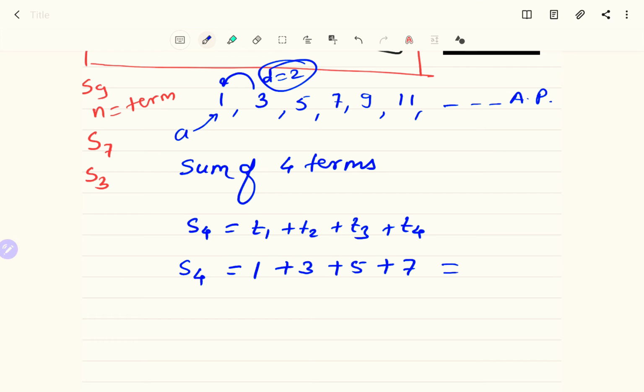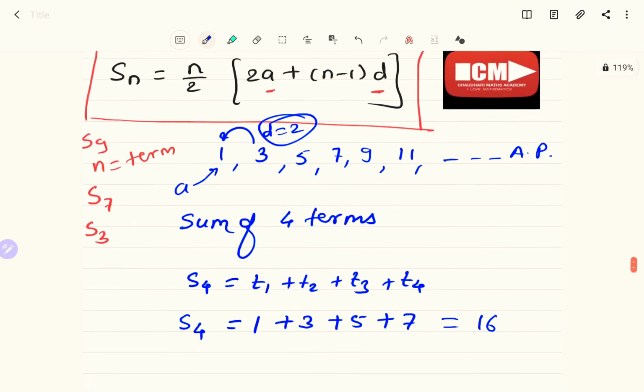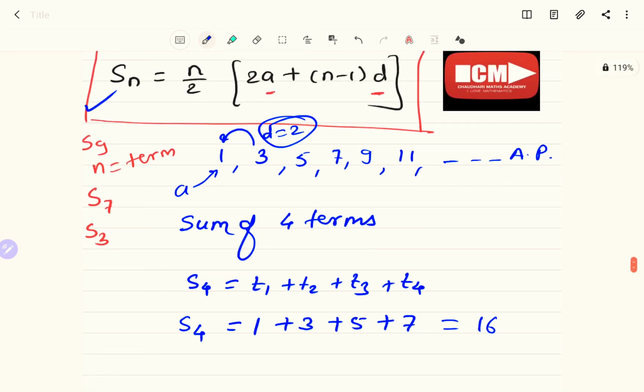So what is your final answer? Is it 16? Okay, but the real problem lies when they give you the number of terms. Like we want the summation of the first 20 terms, or the summation of 15 terms. We cannot do this manually. For that you have to simply apply this formula. Let's cross check this entire manual thing using this formula.